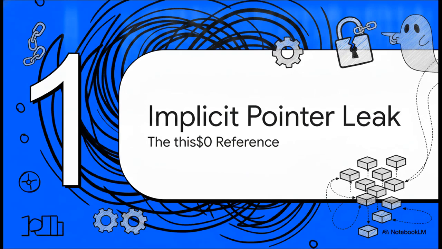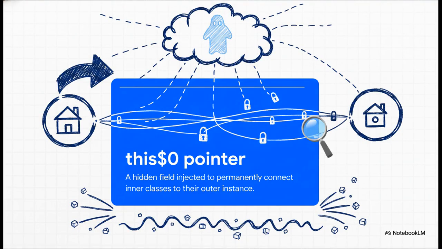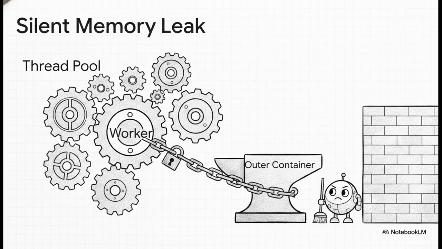Part 1, the implicit pointer leak, uncovering the this$0 reference. So, on the surface, non-static inner classes look like a perfectly clean way to encapsulate helper logic, don't they? But beneath the syntax, they're hiding a pretty dangerous secret. You see, the compiler quietly intervenes at build time, and it injects this phantom pointer named this$0. This fundamentally alters the generated bytecode, basically forcing your inner class to permanently capture and bind to its outer instance. Now, sure, this is exactly how the inner class sees those private variables, but man, it comes with a massive risk. Let's look at how this actually breaks production.